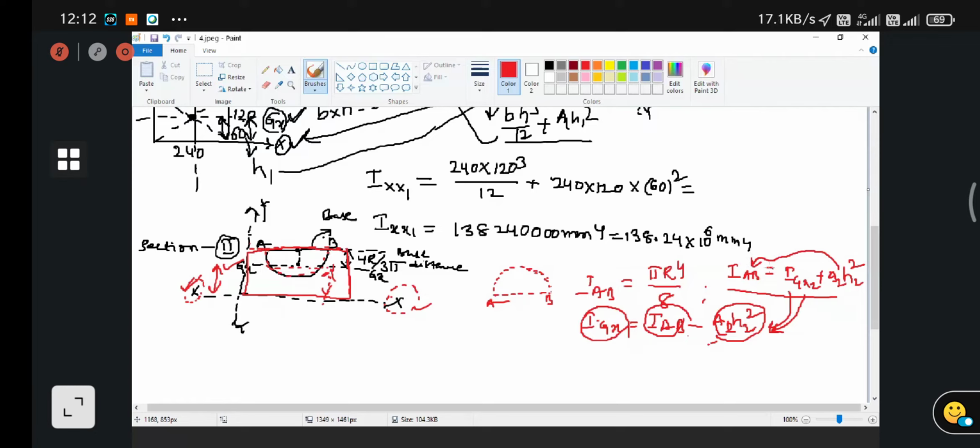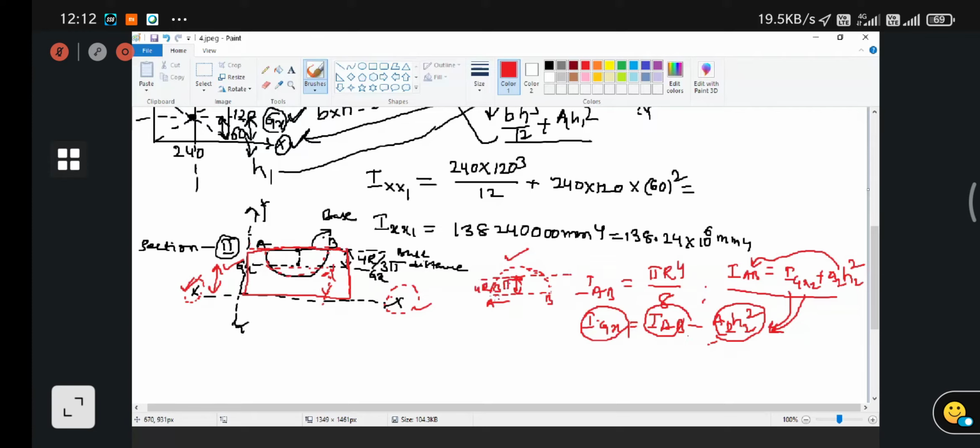So why are we going to find the centroidal moment of inertia? First of all, see here. This is the centroid we are going to assume for this particular semicircle. So I will draw the central axis. It is exactly at a distance of 4r by 3 pi.